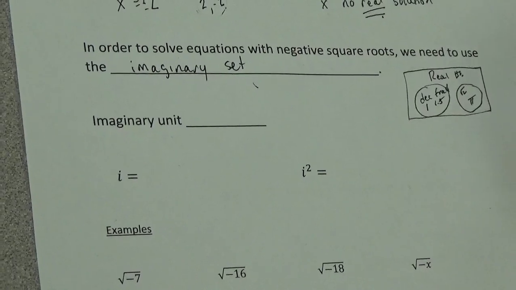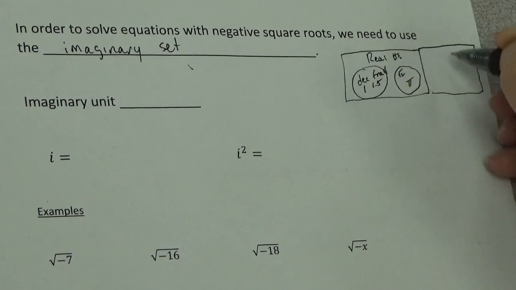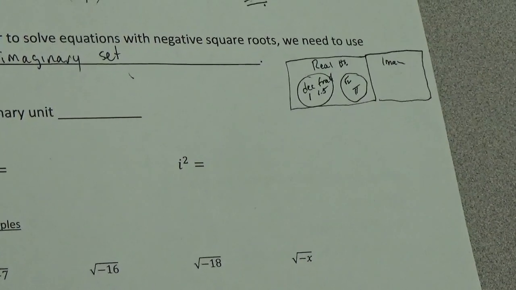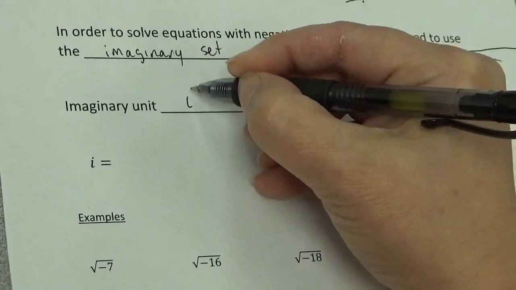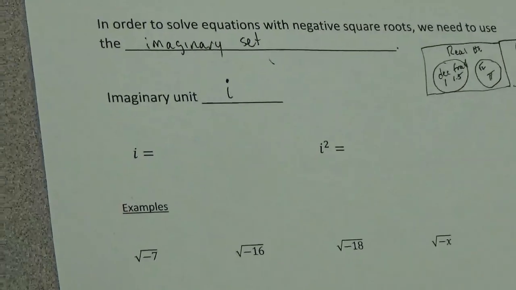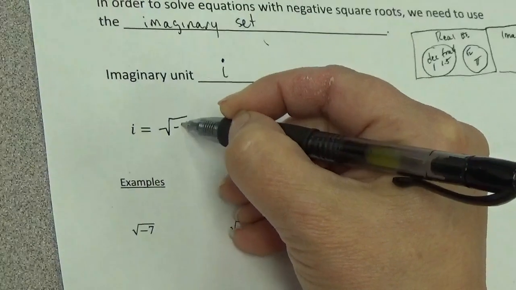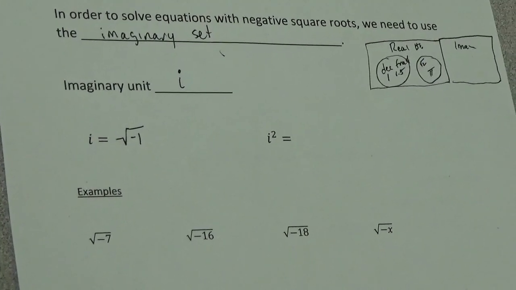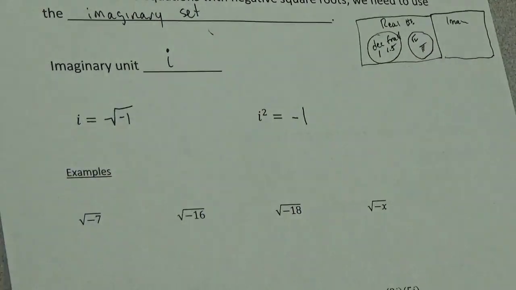Pi is irrational. But what your teacher didn't say is there's a whole other set of numbers over here called imaginary numbers. The imaginary unit is i, and when we write this, we try to write an italicized i. And i is the square root of -1. That means the same thing as the square root of -1. So i squared means the same thing as -1.